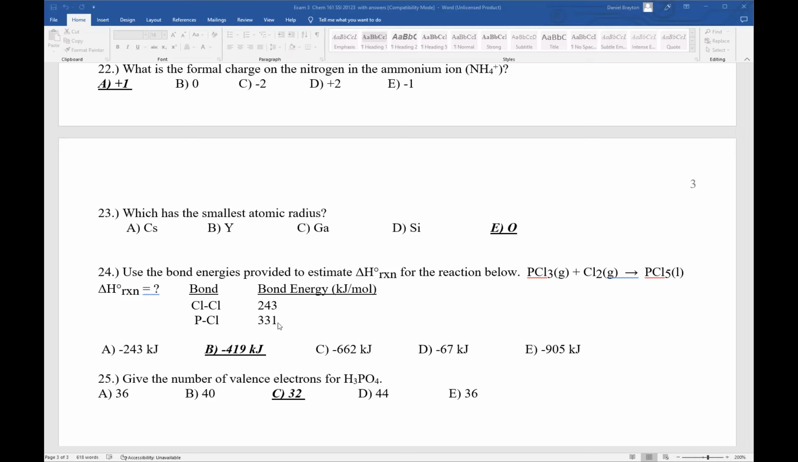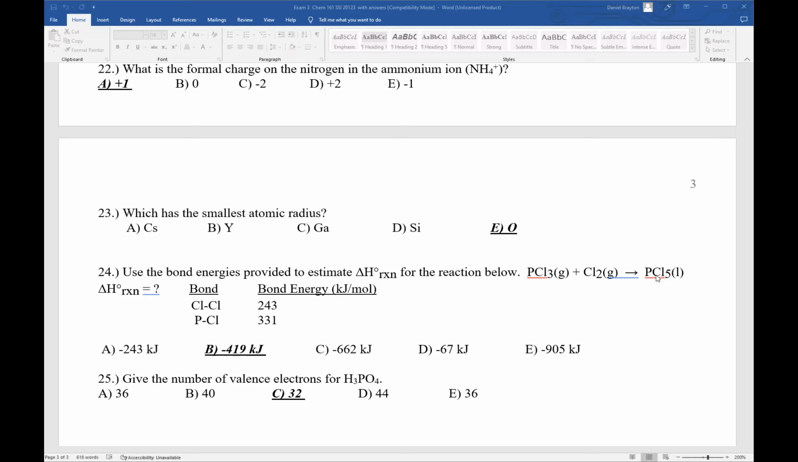And how many bonds did you break? You broke one, and you created two. So for the chlorine, it's just the Cl-Cl, a single bond. And the PCl bonds are single bonds, right? But you have 3 of them here and you have 5 of them there. So 331 times 2 minus 243 gives you 419. But the 419 should be negative, right?